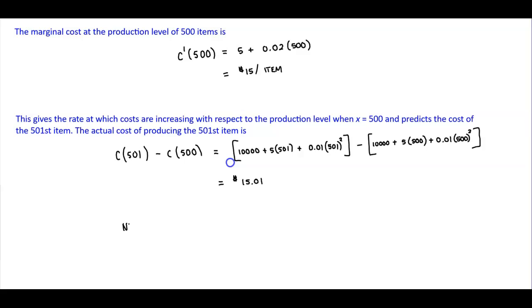So I want you to make notice that if you take a look at the derivative and this function, we can see that C prime of 500 is approximately equal to C of 501 minus C of 500.